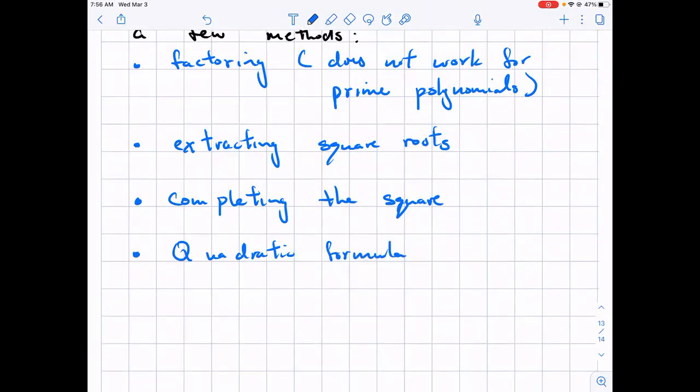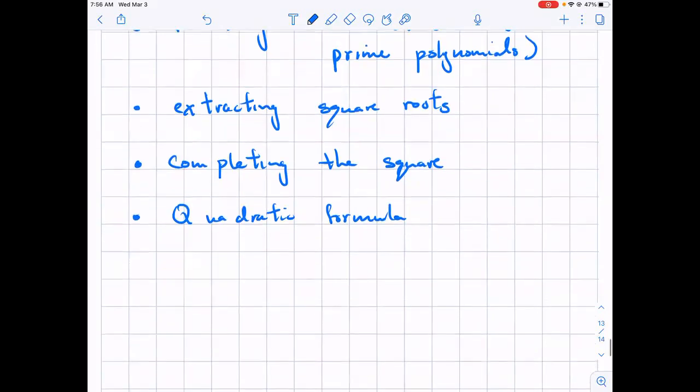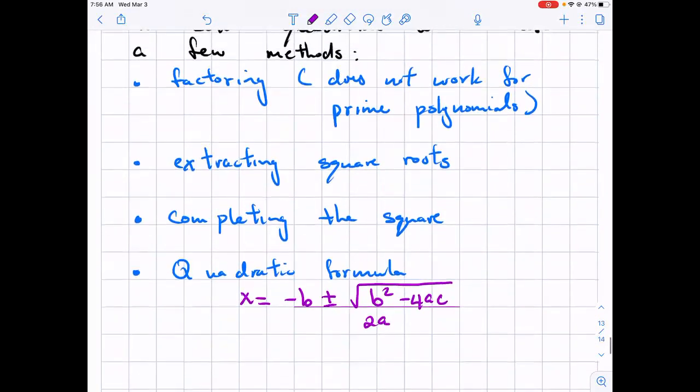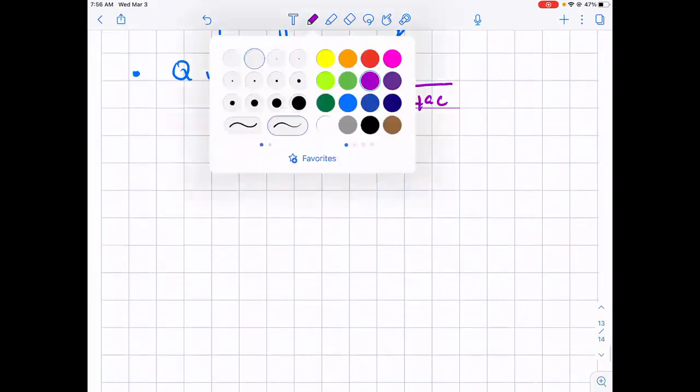Yeah, quadratic formula. Now remember, what is the quadratic formula? You should know that the quadratic formula is x equals minus b plus or minus the square root of b squared minus 4ac, everything over 2a. These are the methods that we'll go over in this video. So let's jump right into it.